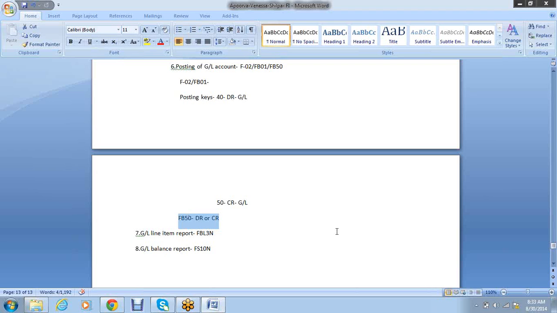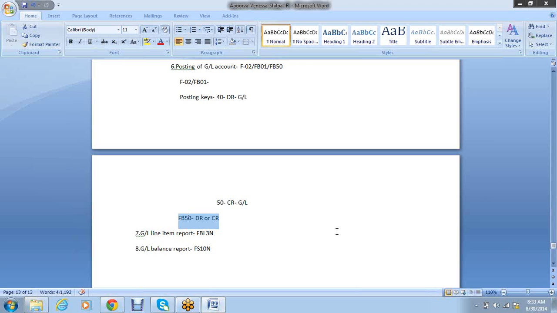Okay. Kashi, just to interrupt you again. These postings of GL account and all over here, it's only related to GL account, but not customer? Only related to GL. For customer, posting keys are different. For vendor and asset, posting keys are again different. Only 40 means debit GL, 50 means credit GL.